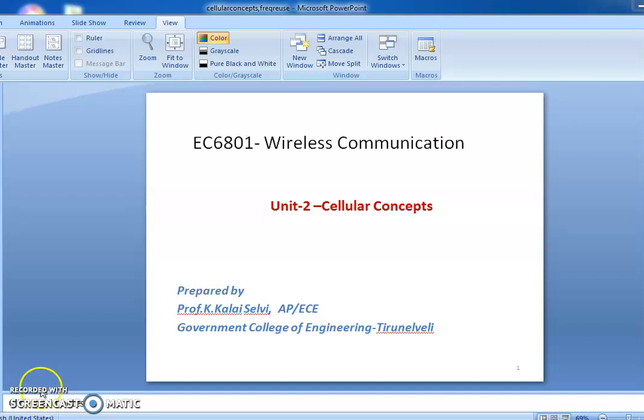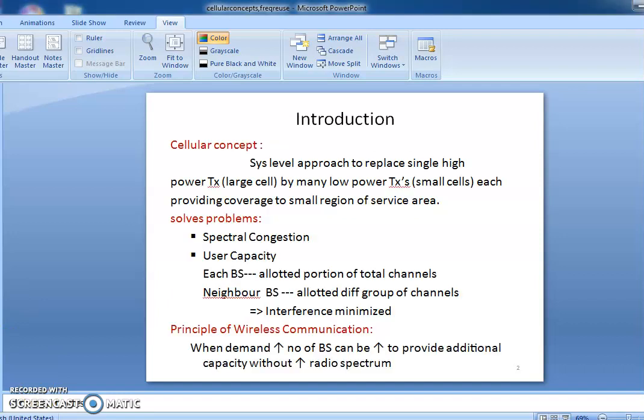Today we are going to see about the cellular concept. So, what is the cellular concept? It is a system level approach to replace a single high power transmitter by many low power transmitters, each providing coverage to a small geographical region.